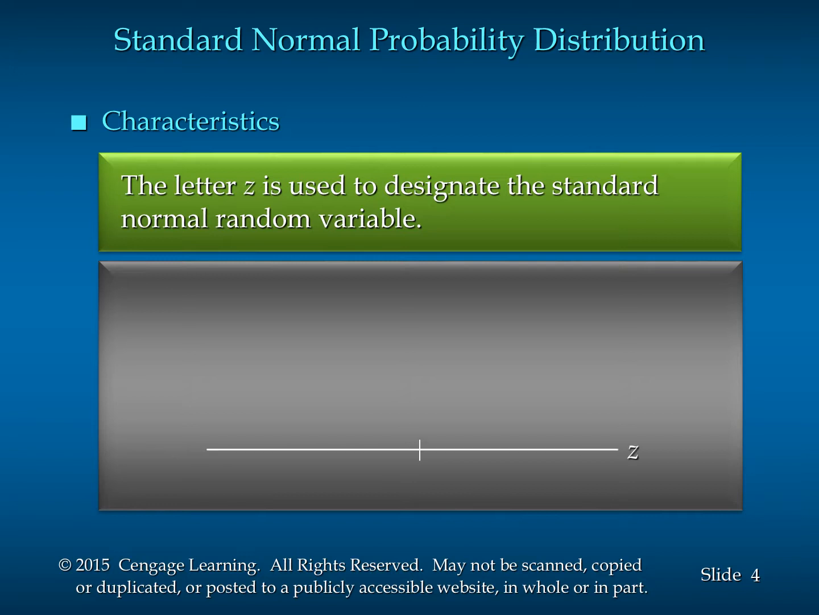We can also call this standard normal distribution the z distribution, and it is based on the continuous random variable z.